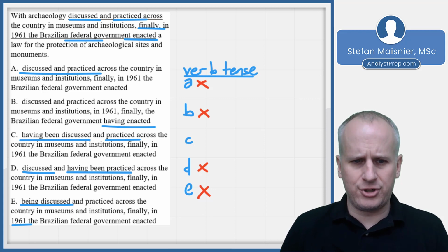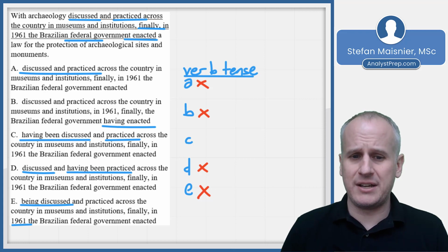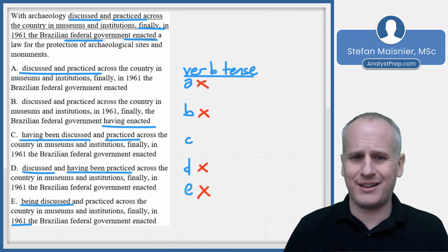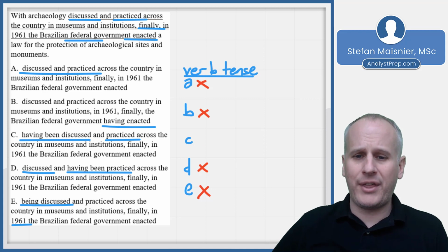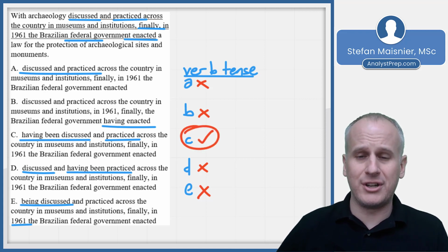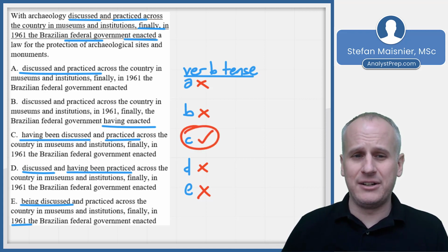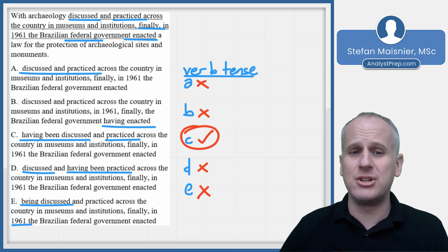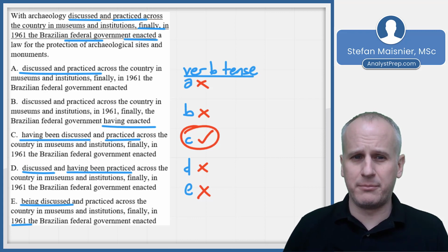With archaeology having been discussed and practiced across the country in museums and institutions. Finally, in 1961, the Brazilian federal government enacted a law for the protection of archaeological sites and monuments. Well, that gets the proper chronology and makes it clear that the discussing and practicing in the museums and institutions ultimately was what led to the Brazilian federal government enacting those laws in 1961.